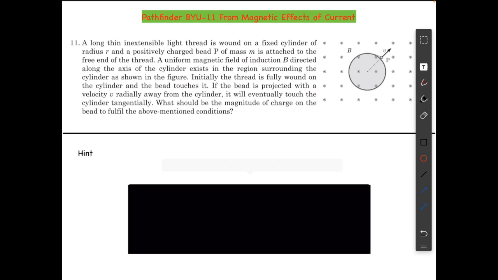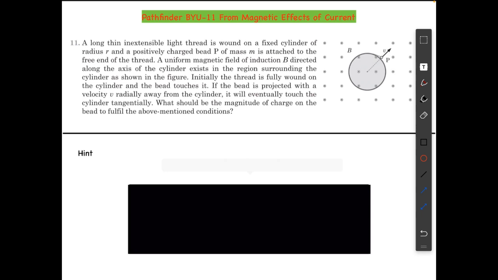Initially, the thread is fully wound on the cylinder and the bead touches it. If the bead is projected with a velocity v radially away from the cylinder, it will eventually touch the cylinder tangentially. What should be the magnitude of charge on the bead to fulfill the above mentioned conditions? If you want to try it yourself, please go ahead.